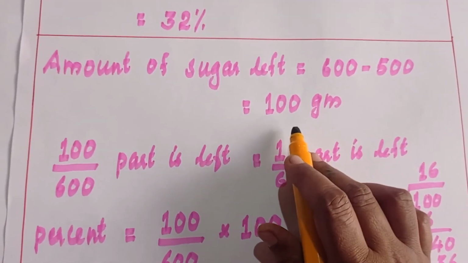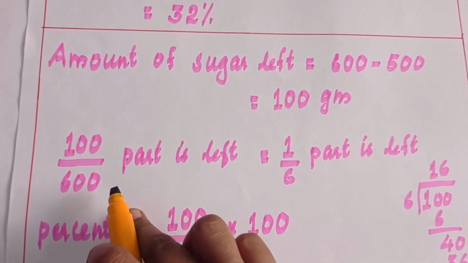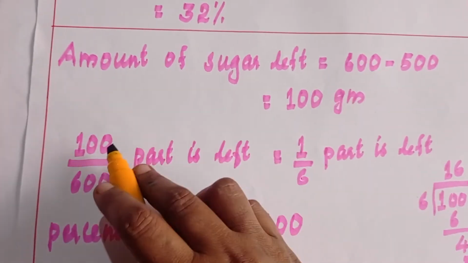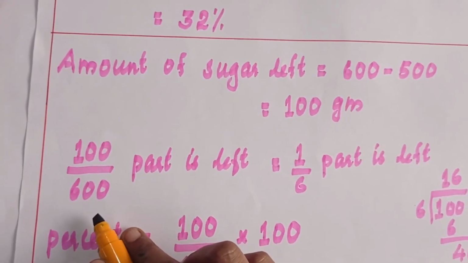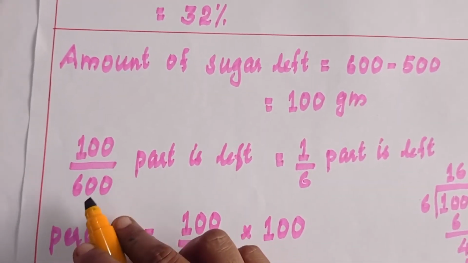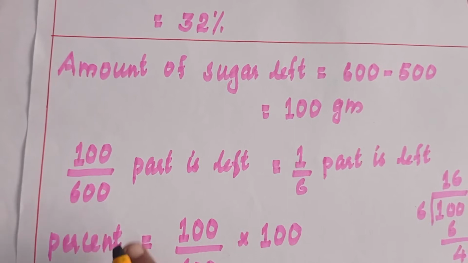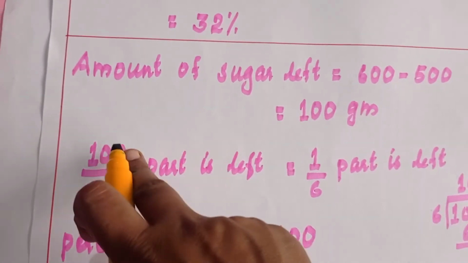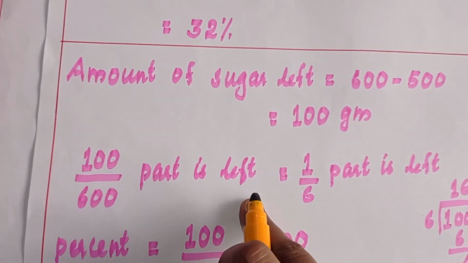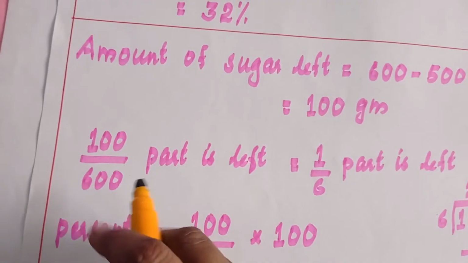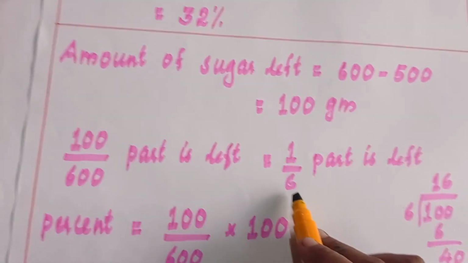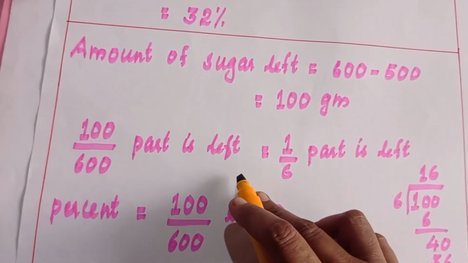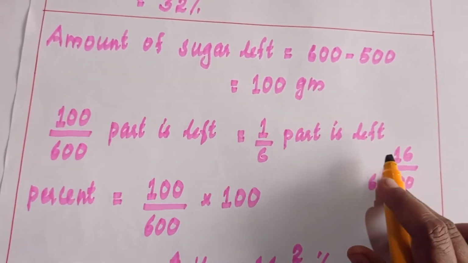Then we can find the part as 100 by 600. The sugar left is 100 grams by 600. Total amount of the sugar is 600. Out of 600, 100 grams is left behind. That is, the part is 100 by 600. Then this is simplified. Let's cut these two zeros. We get 1 by 6. Or 1 by 6 part is left.